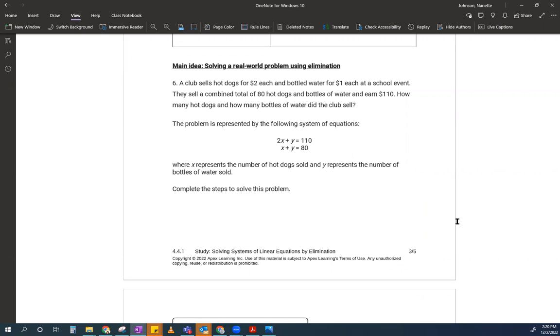So the next problem that we're going to do is this problem here, and it's a word problem. It says a club sells hot dogs for $2 each and bottled water for $1 each at a school event. They sell a combined total of 80 hot dogs and bottles of water and earned $110. How many hot dogs and how many water bottles did the club sell? So the problem, they already gave you the equation. That was very nice of them, right? Now all you're going to do is solve the equation, right?